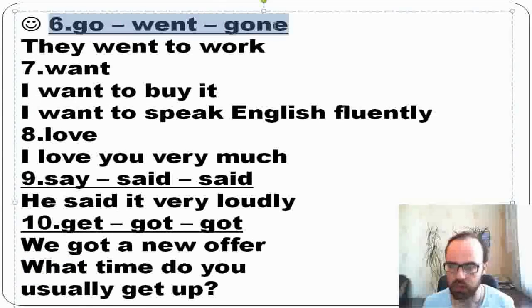Go, went, gone. They went to work. Want. I want to buy it. I want to speak English fluently. Love. I love you very much. Say, said, said. He said it very loudly. Get, got. We got a new offer. What time do you usually get up?